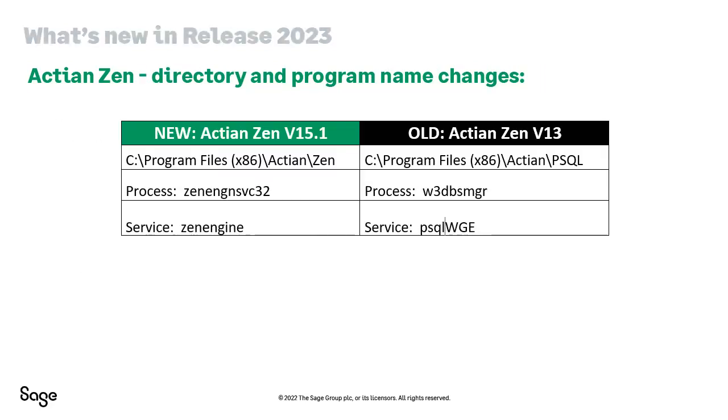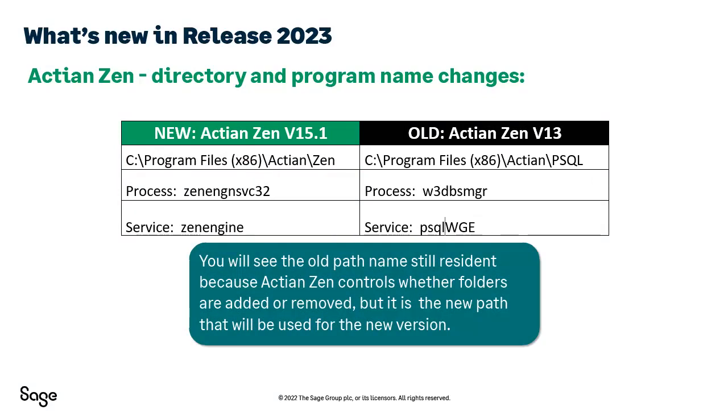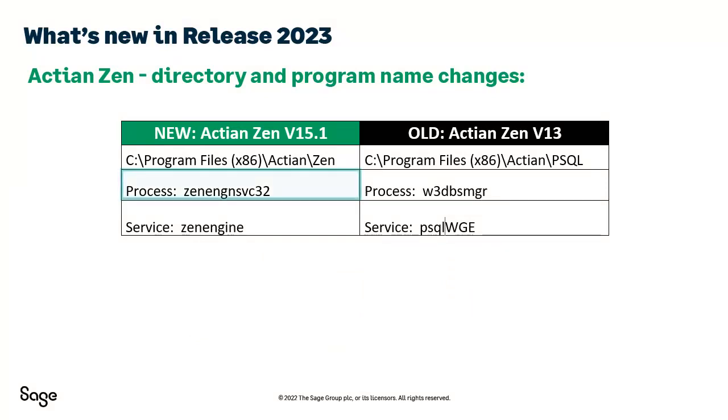Transition to the upgraded version occurs seamlessly during the installation of Release 2023 and should be transparent to users. Here are some notable name changes that occurred with the upgrade. The installation path has changed slightly, and the PSQL folder is now titled Zen. You will see the old path name still resident because Actian Zen controls whether folders are added or removed, but it is the new path that will be used for the new version. The database engine process has been renamed to Zen Engine Service 32, and the service has been renamed Zen Engine.